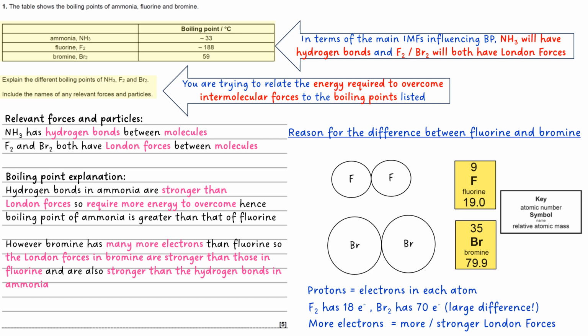The London forces in bromine are stronger, so much so that they actually end up being stronger than the hydrogen bonds in ammonia, because there are simply so many of them. Collectively, the force of attraction between one bromine molecule and a neighbouring bromine molecule is actually stronger than the force of attraction exerted through hydrogen bonding between 2 neighbouring ammonia molecules. This final point is actually quite difficult to pin down, which makes this question challenging.